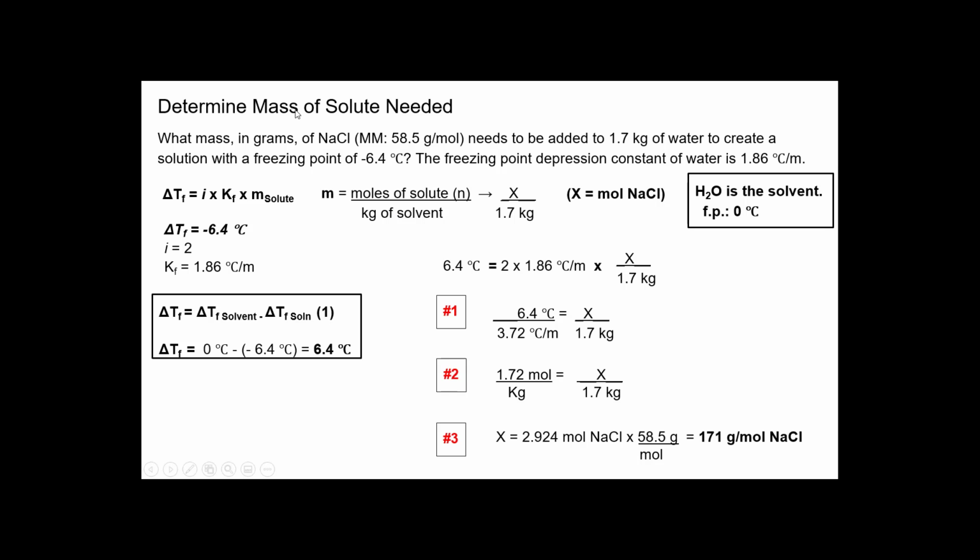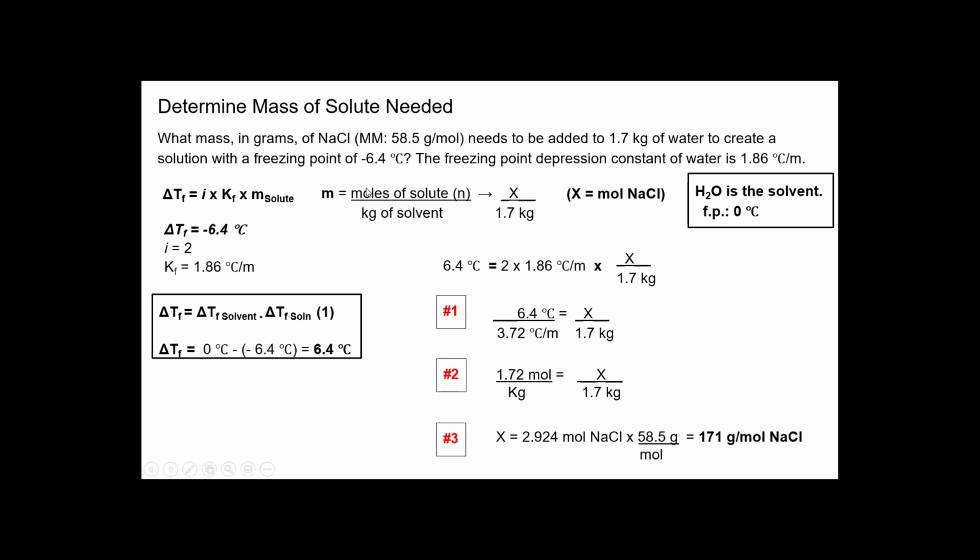We need to determine the mass. So we don't know how many moles are in here, so we need to solve for the moles so then we can determine how much mass. One more thing to pay attention to: our solvent is water. So water has a freezing point of 0. We need to factor this in.